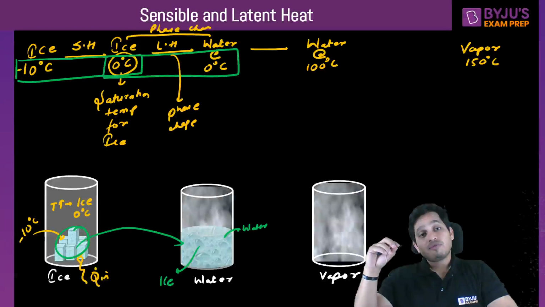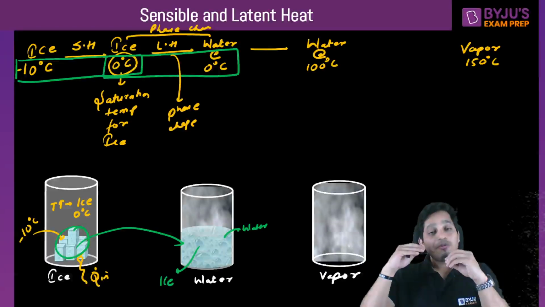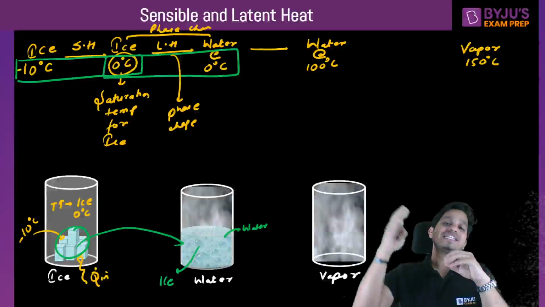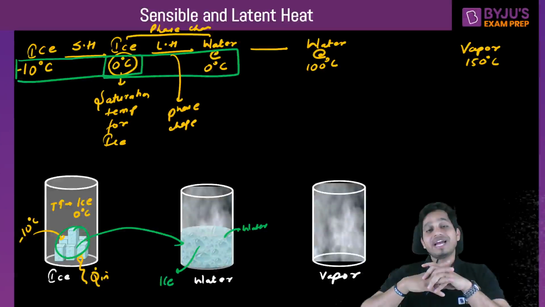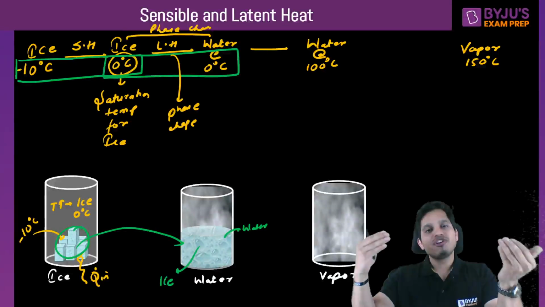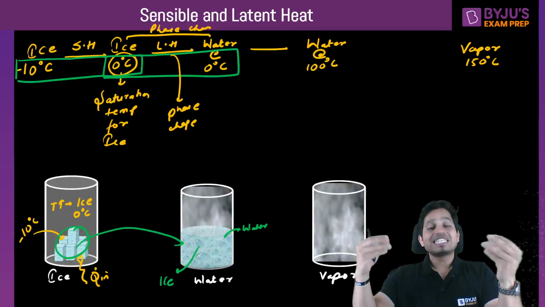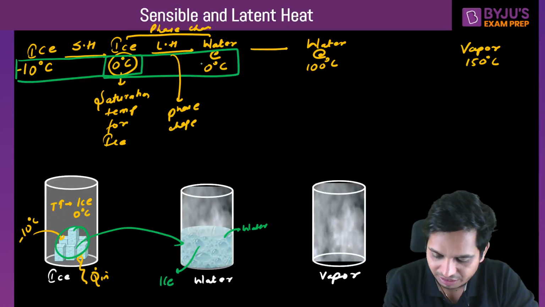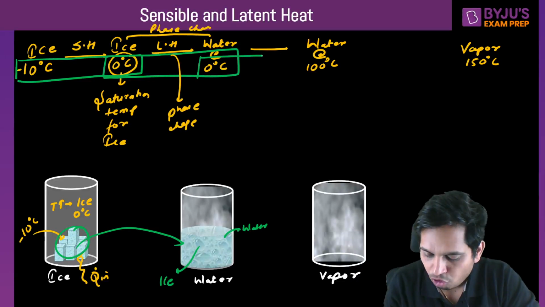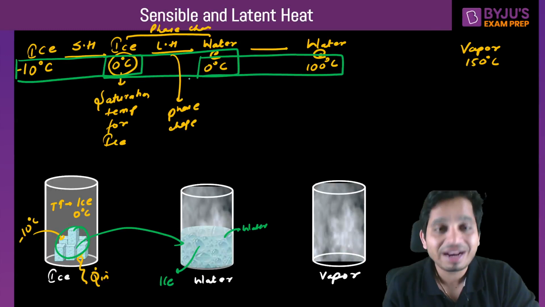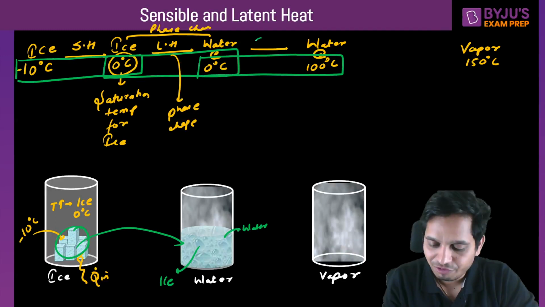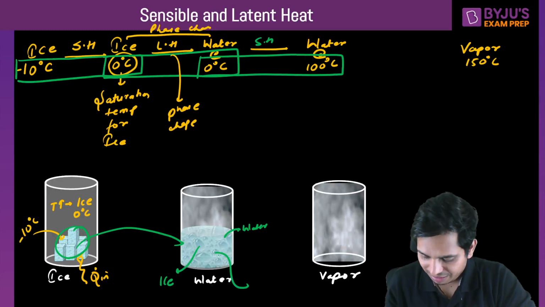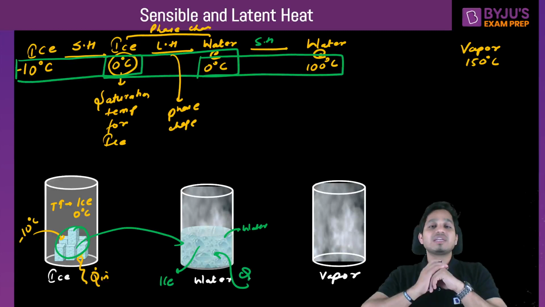Now what is happening with water? Only water is there and water temperature is increasing from 0 degrees to 100 degrees. So can you tell me what type of heat is this? It is allowing temperature difference. You see, your temperature is increasing from 0 to 100. So the heat that you are giving is sensible heat.